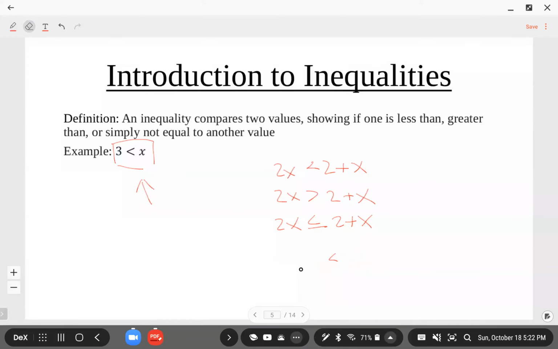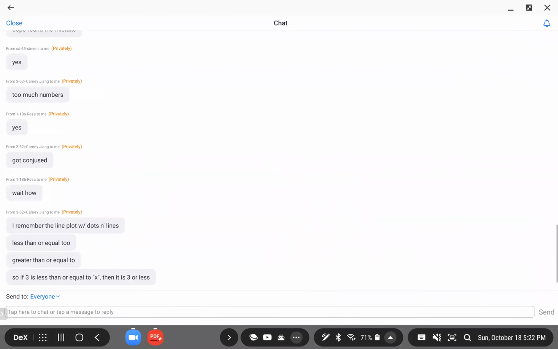And that's the same with greater than or equal to. So 2x is greater than or equal to 2 plus x. It could be greater than 2 or equal to 2. Does everybody understand the signs?